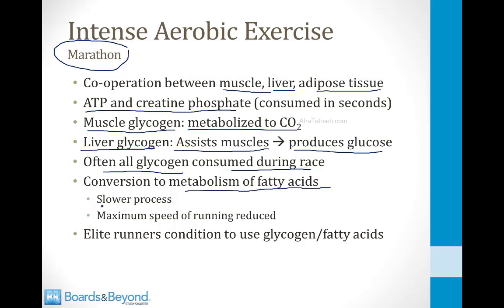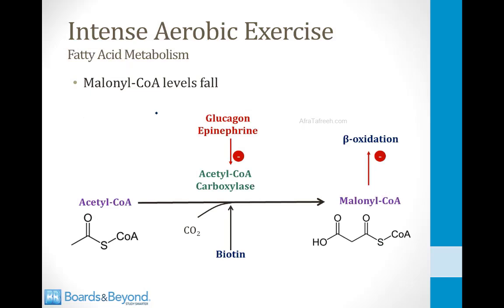Metabolism of fatty acids is a slower process. And as you know, the maximum speed of running a marathon is reduced compared to the maximum speed of running shorter distances. And elite runners condition their bodies and their muscles to be able to run on stored glycogen and fatty acids for long periods of time at a fast pace. The hormones in your body speed up fatty acid metabolism during intense aerobic exercise like a marathon.